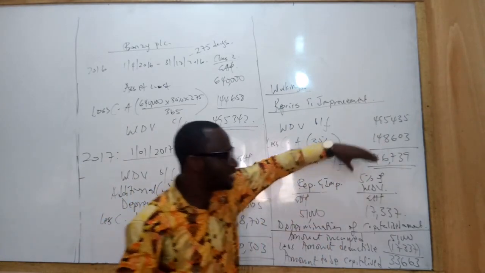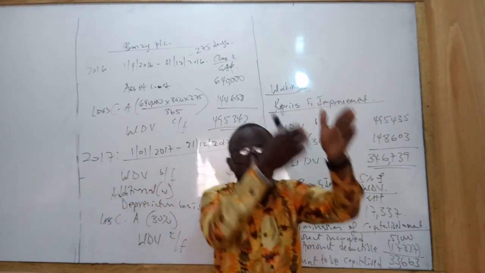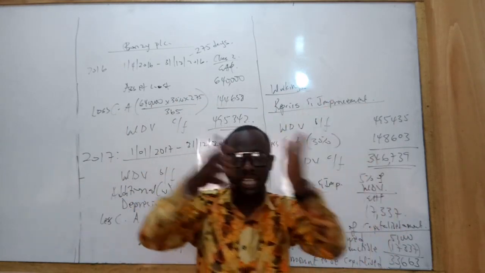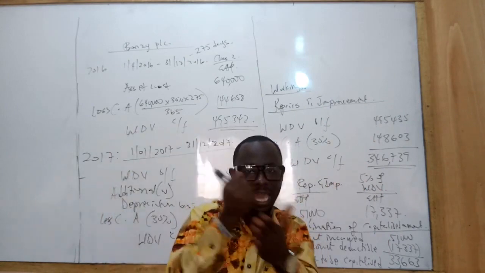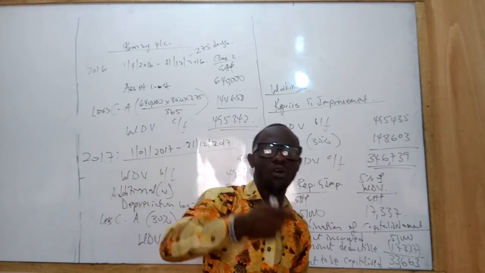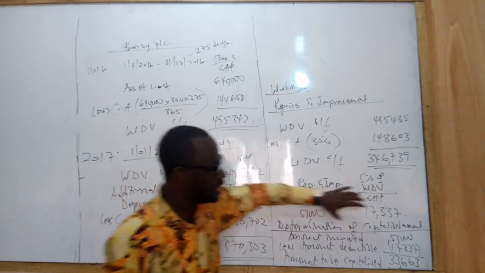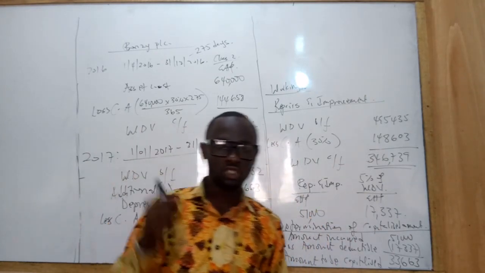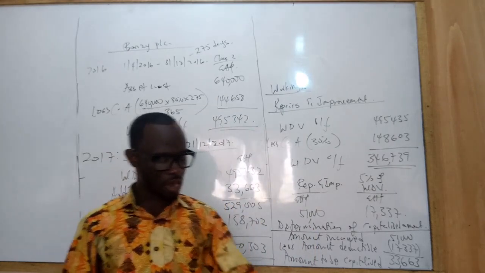Then we get 5% of the written down value, then we compare that with the repairs and improvement that has been incurred. If we look at the repairs and improvement that has been incurred, we can now calculate and determine how much should be allowed and how much cannot be allowed. So that is what you need to understand in relation to that.